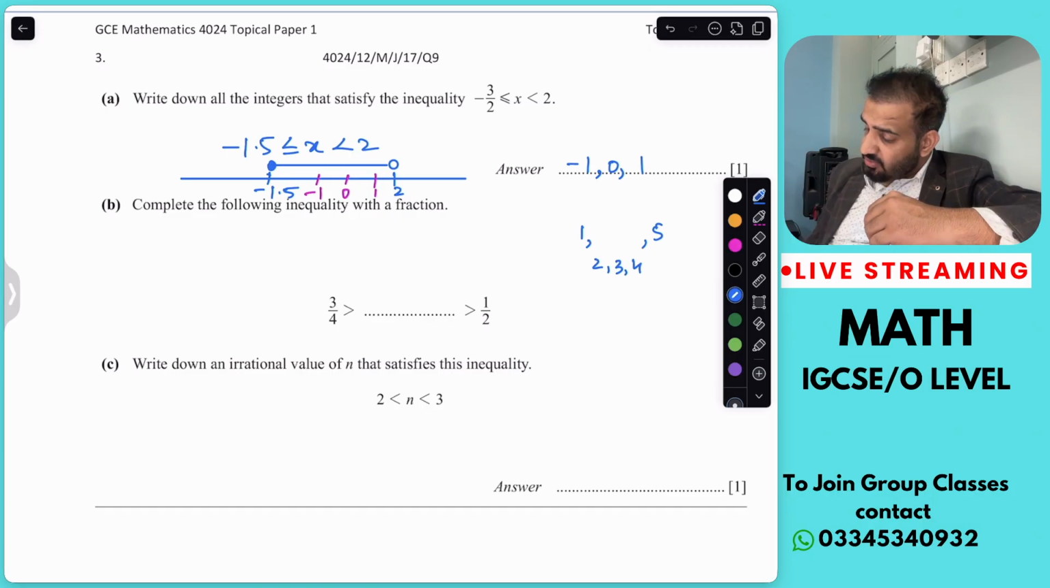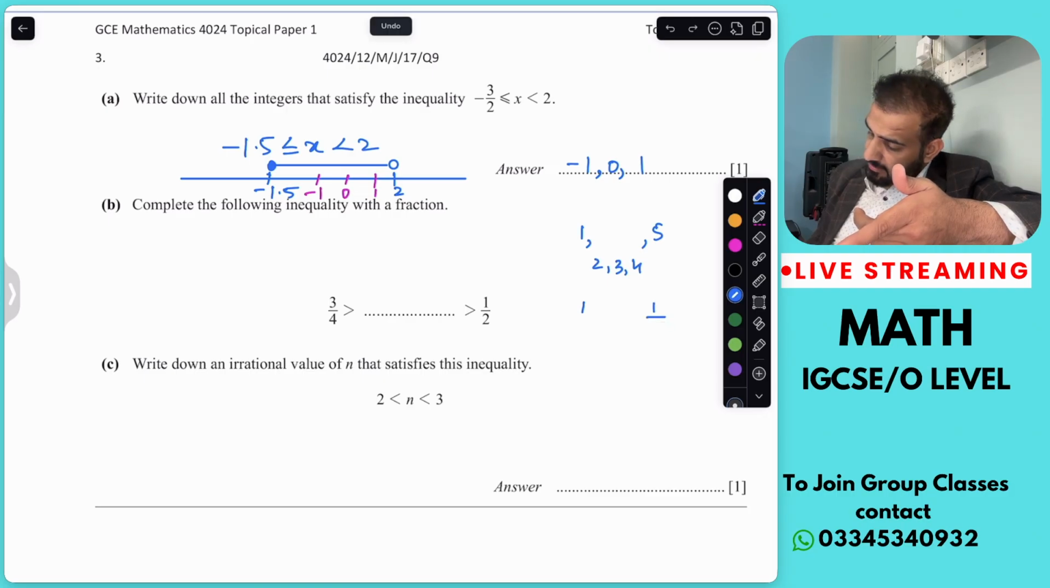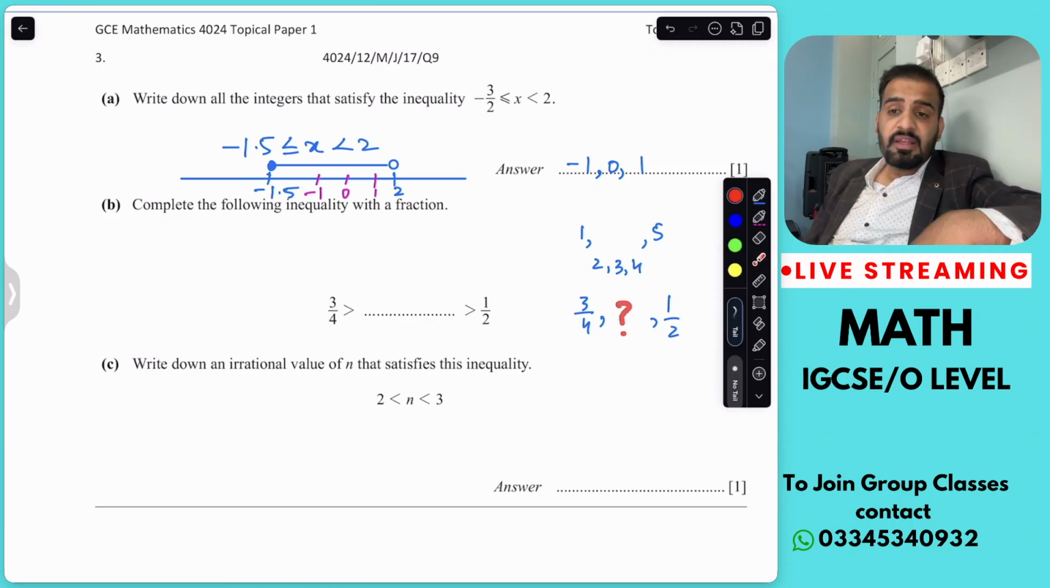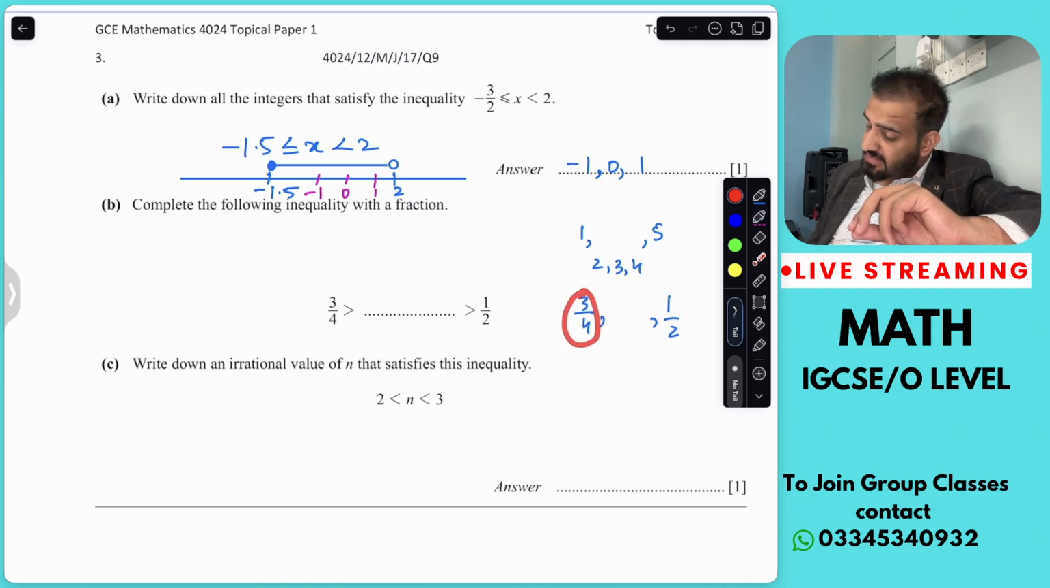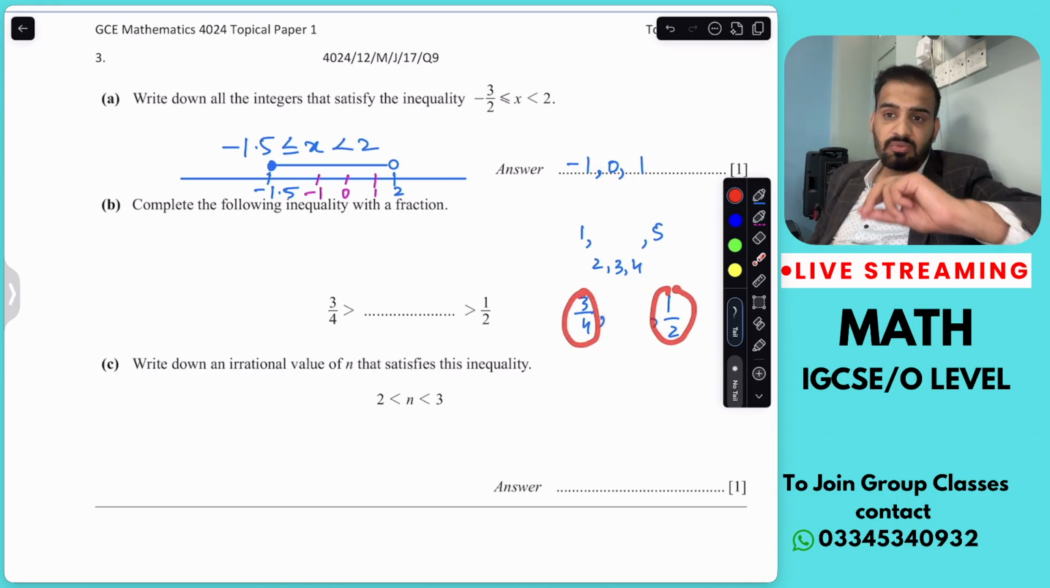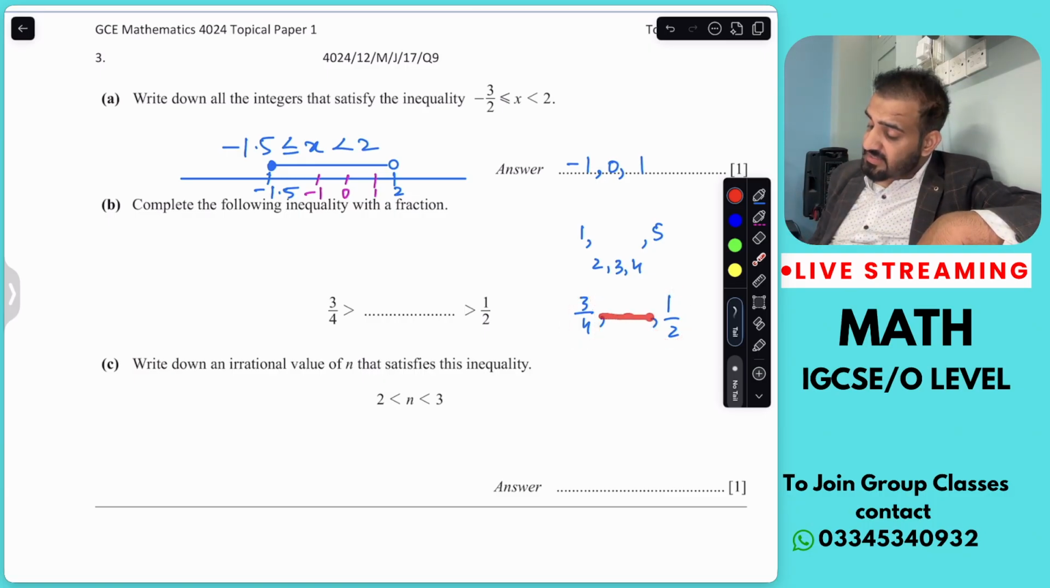But if I ask you to write some number between 1 and 1 over 5, if I give you 3 over 4 and 1 over 2, and we have to find some number between the two fractions. So it has a so simple concept. Just add these numbers. Okay, there's a short trick. Simply add these numbers and then divide that answer by 2. You will get some number which definitely lies between these numbers.